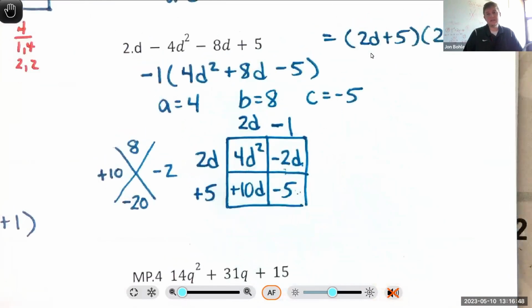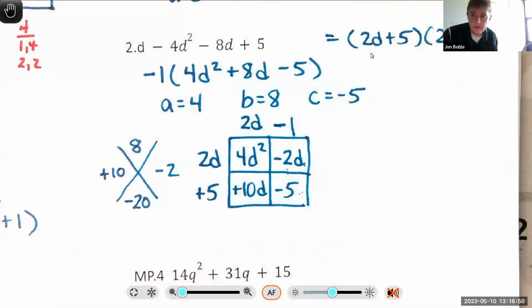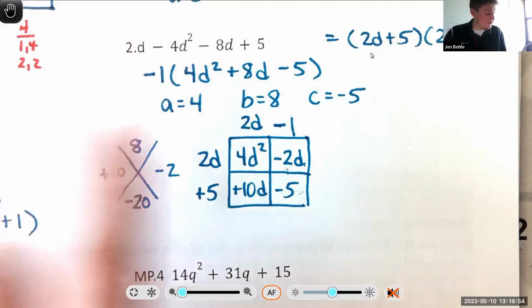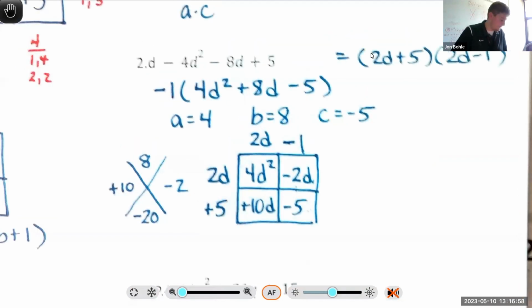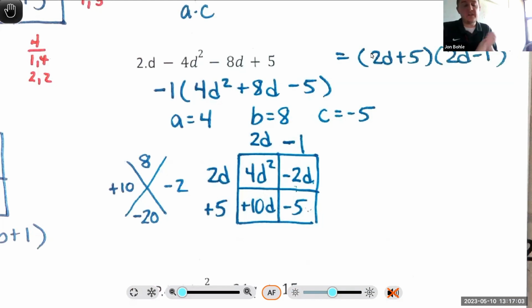All right, and that is it for the X-box method. Really, there's nothing extra we're going to add to that. If the A value is negative, take a greatest common factor out of -1 and then start your factoring process. You should know the routine by now. Go ahead, pause the video, and work on monitoring progress 3 through 6. When you're done, check it back with me, and let's see how you did.